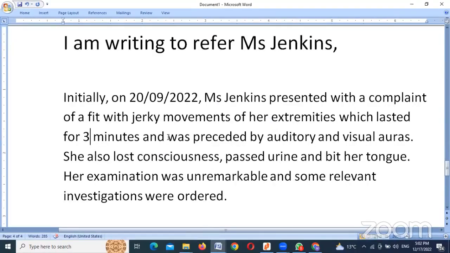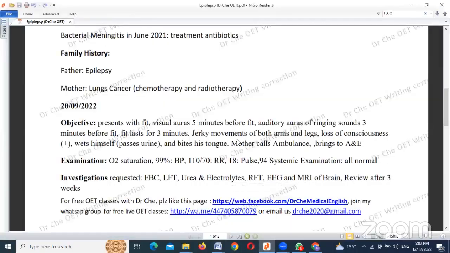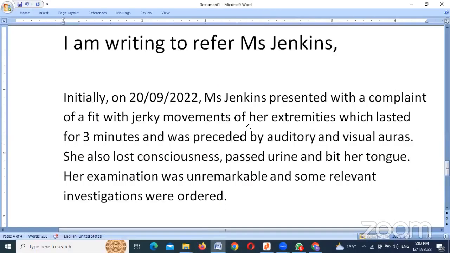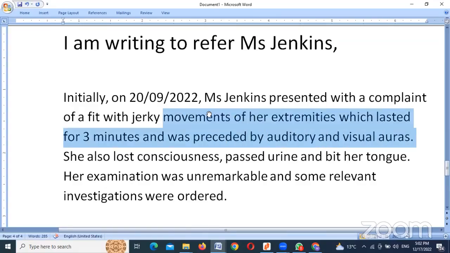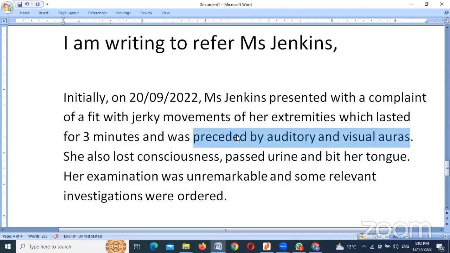This lasted for 5 minutes and was preceded by auditory and visual auras. So I don't need to write the detail that this auditory aura was ringing sounds and it was 3 minutes before the fit. You don't need to give this detail. Okay, you just need to write. Okay, so Miss Jenkins presented with a complaint of a fit with jerky movements of her extremities, which lasted for 3 minutes and was preceded by auditory and visual auras, because before this fit, she had auditory and visual auras. So very concisely. Okay.